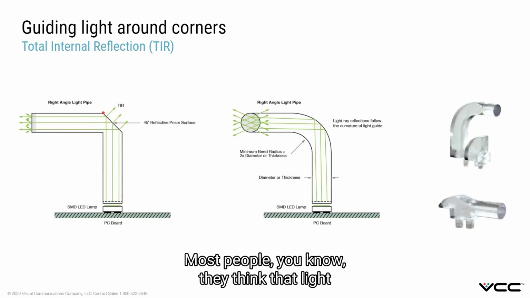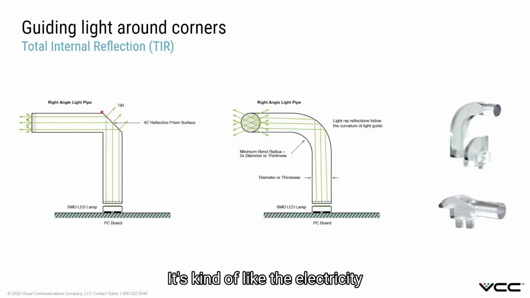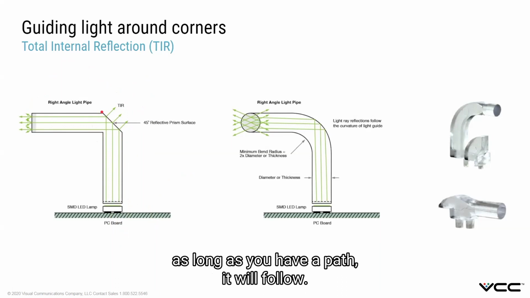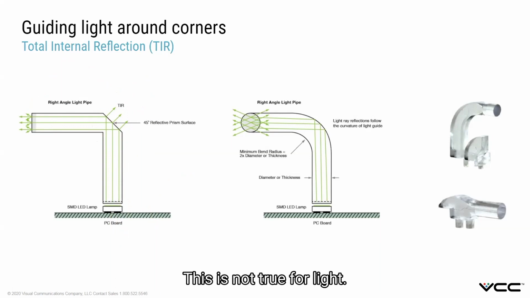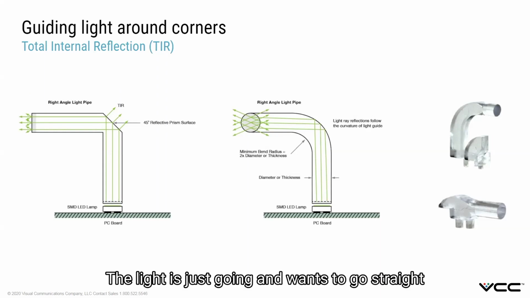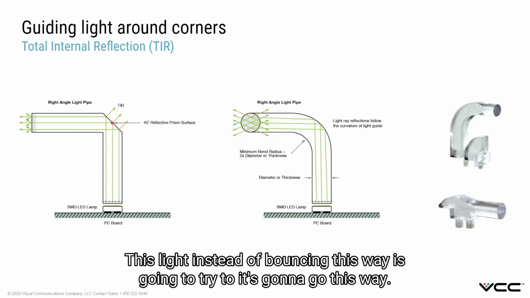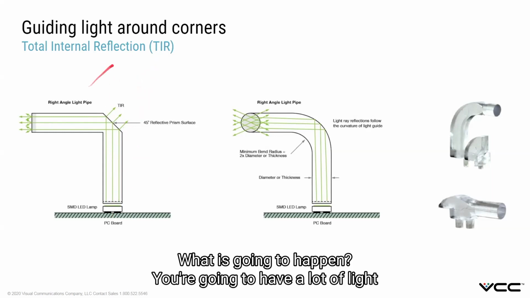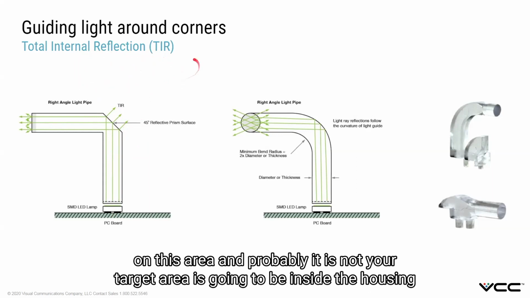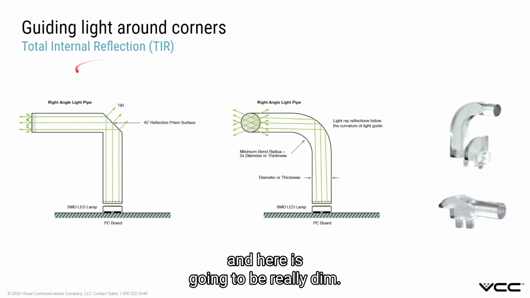Most people think that light is kind of like electricity, and as long as you have a path, it will follow. This is not true for light. Light wants to go straight. So let's just pretend that you have this as a right angle here. What's going to happen is this light, instead of bouncing this way, is going to go this way. You're going to have a lot of light on this area, and probably it's not your target area. It's going to be inside the housing, and here it's going to be really dim.